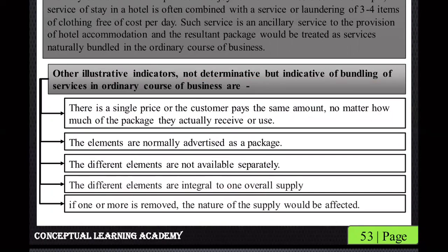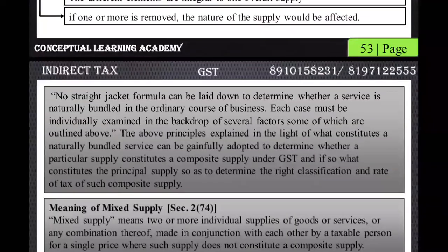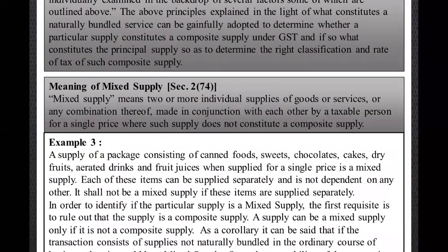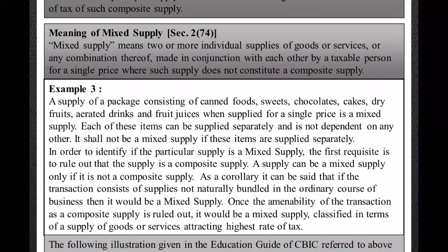So what actually is needed? What is a composite supply? Two or more supplies, among which one is the principal supply and others are ancillary or secondary, which are naturally bundled in the ordinary course of business. It is a composite supply. If the principal supply is of goods, then it is a supply of goods. If the principal is of service, then it is a service. And the rate of the principal supply will be applied to all. And for mixed supply, two or more individual supplies bundled together, not naturally bundled, and sold for a single price, then it is a mixed supply and the highest rate among all will be applied to all. Now see, let's use this example.